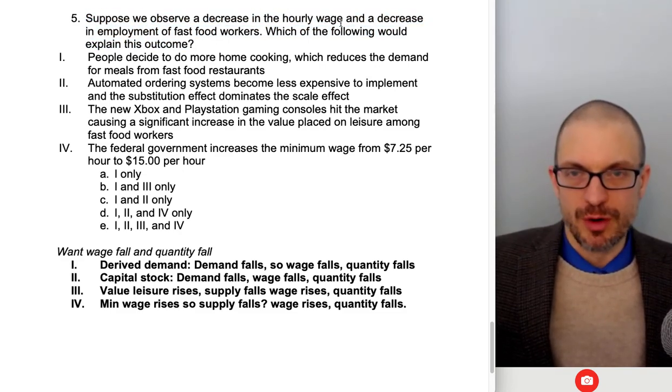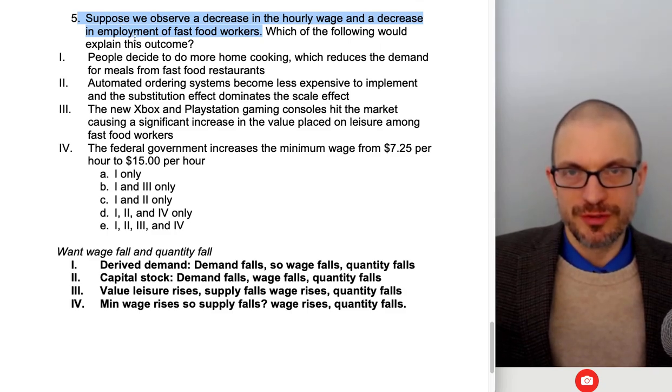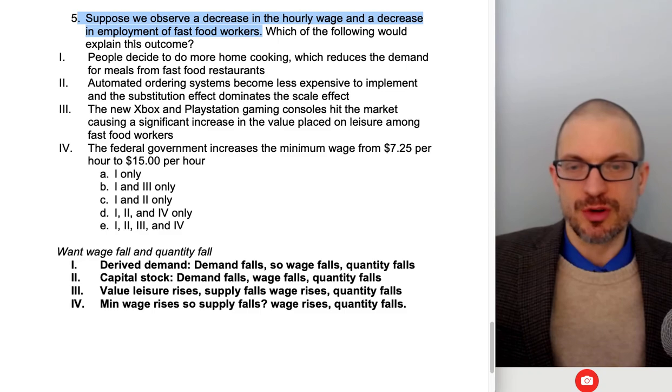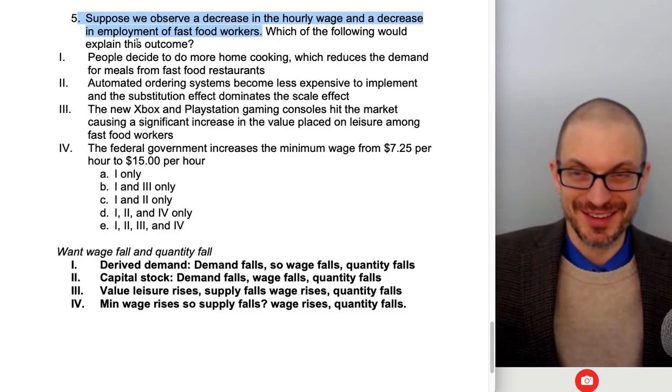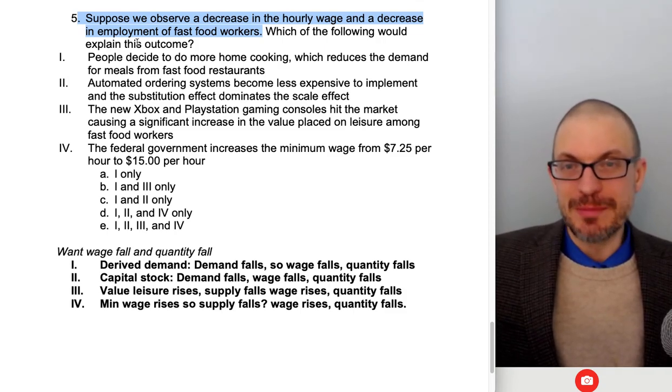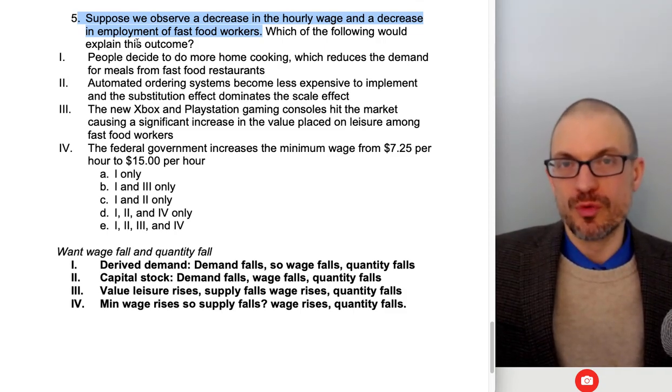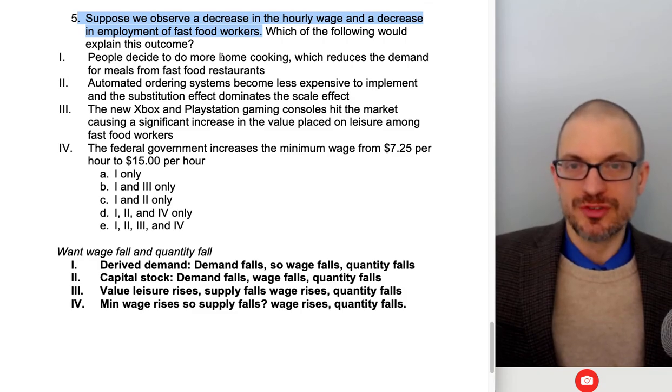A decrease in hourly wage, so we need the price to fall, and a decrease in employment, so we need the quantity to fall. For price to fall and for quantity to fall, we're looking for the labor demand to decrease. Labor supply could increase, labor supply could decrease, but as long as labor demand decreasing is the overwhelming effect, then wage and quantity will fall. Okay, so let's look at each of these.